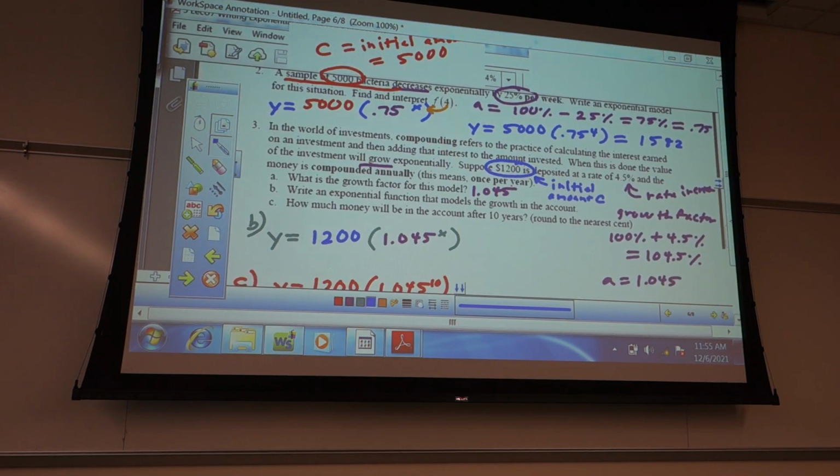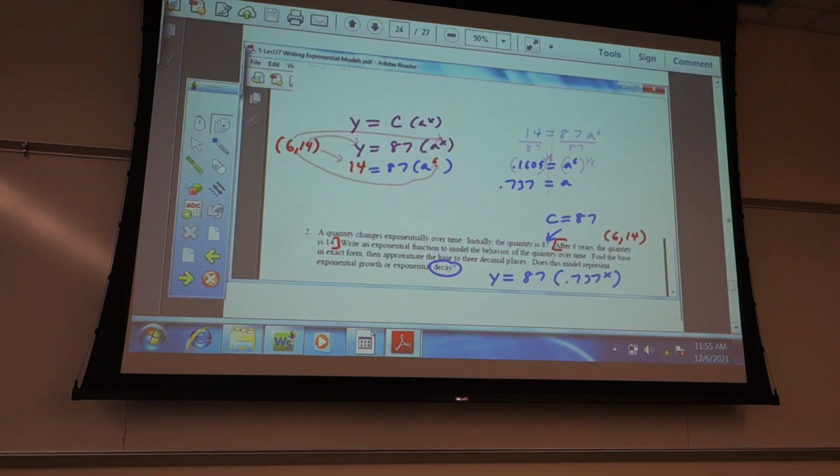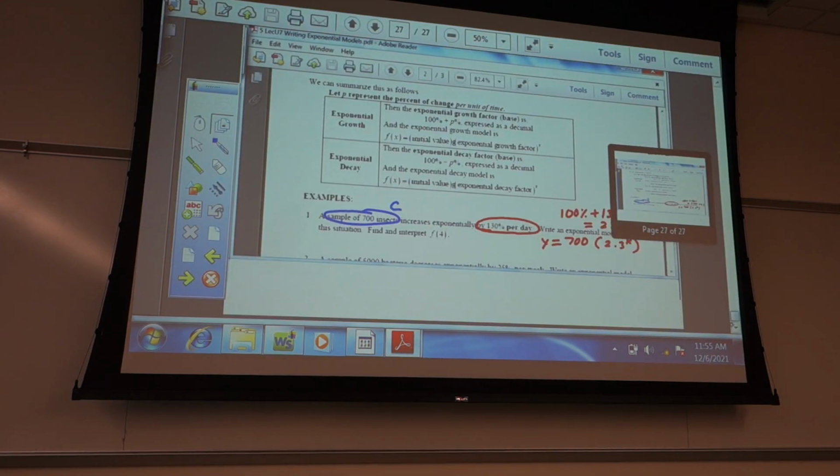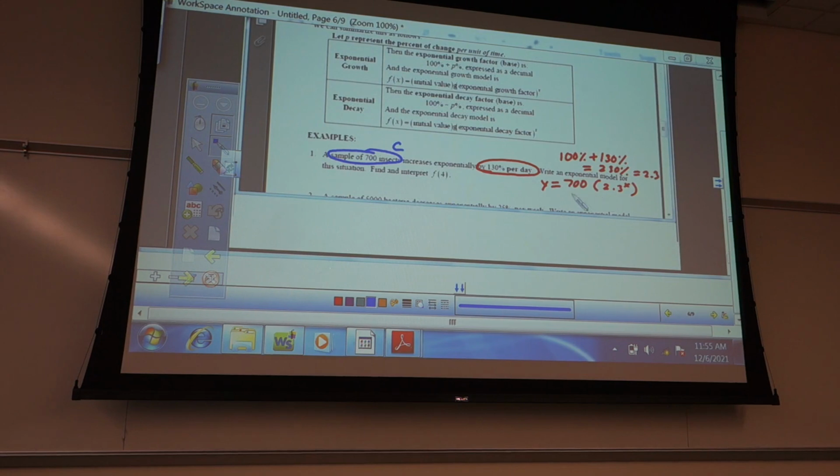Okay. So, number 2, well, we can do number 1. I have number 1 right here. Okay. All right, so number 1, we found our model, and then we need to interpret f of 4.